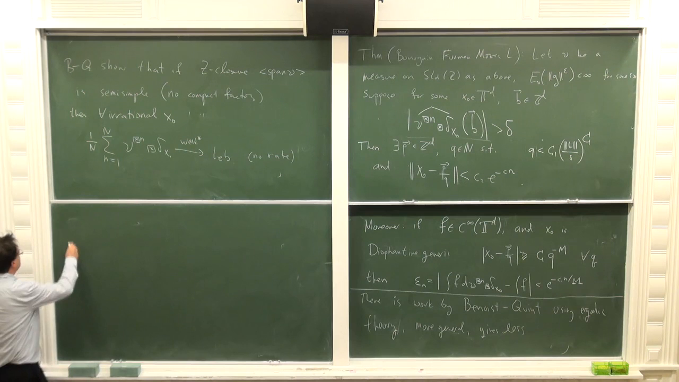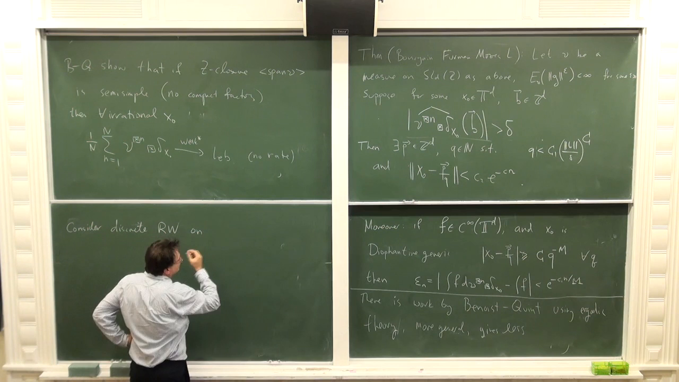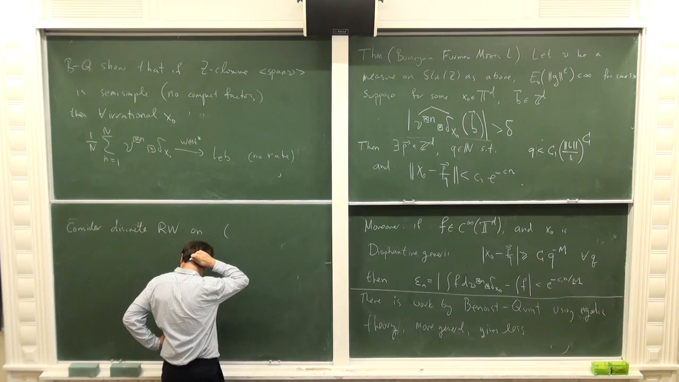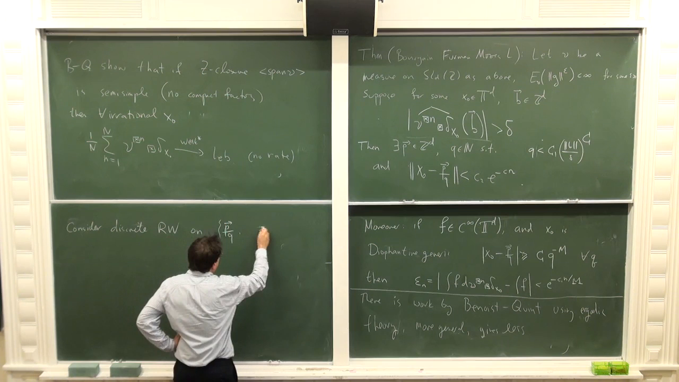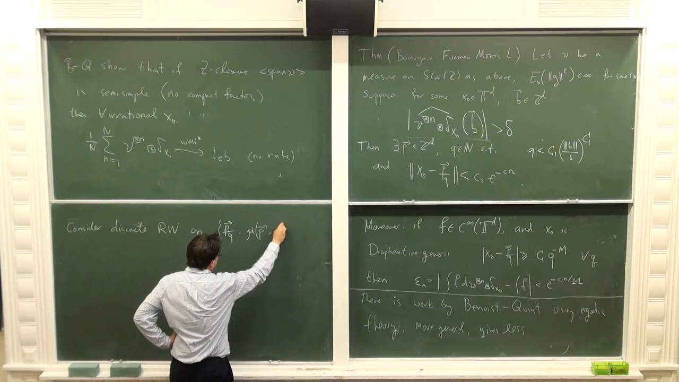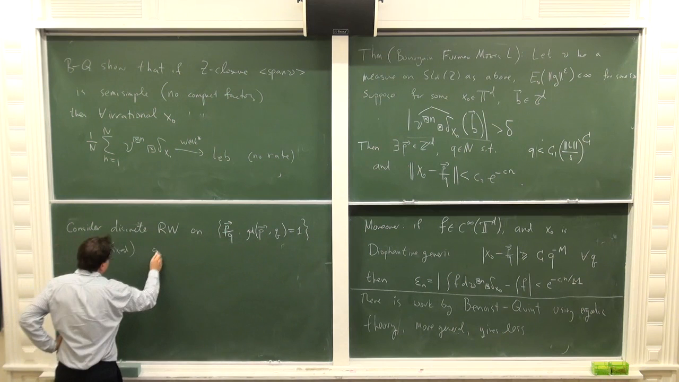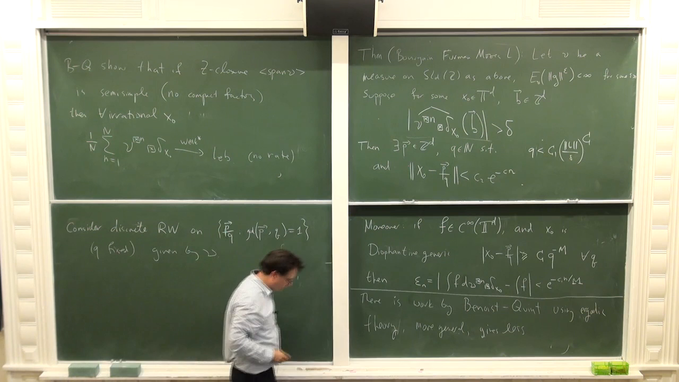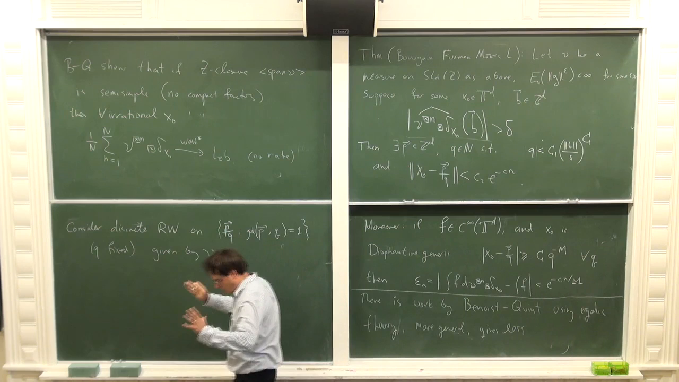So, consider the discrete random walk on pairs, let's say p over q, q is fixed, there's no common denominator of all of the p's in q, q fixed, given by mu. So under our conditions, maybe you need to assume that q is relatively prime to something, you get here a nice random walk on a finite object, you have a nice graph.